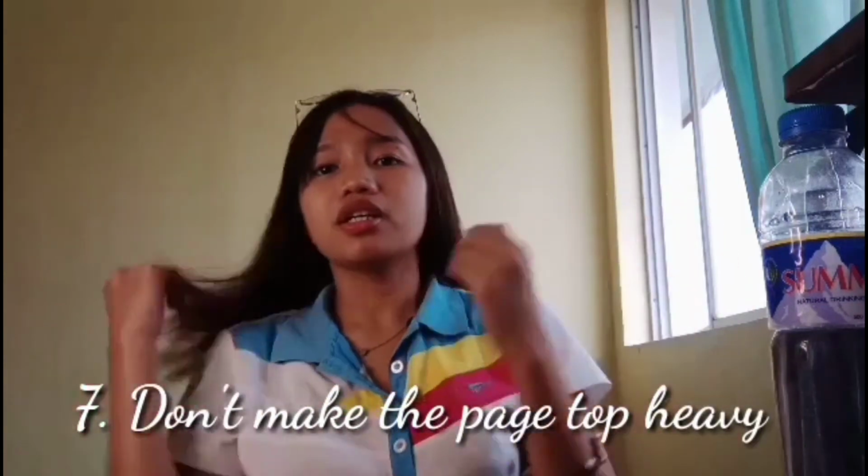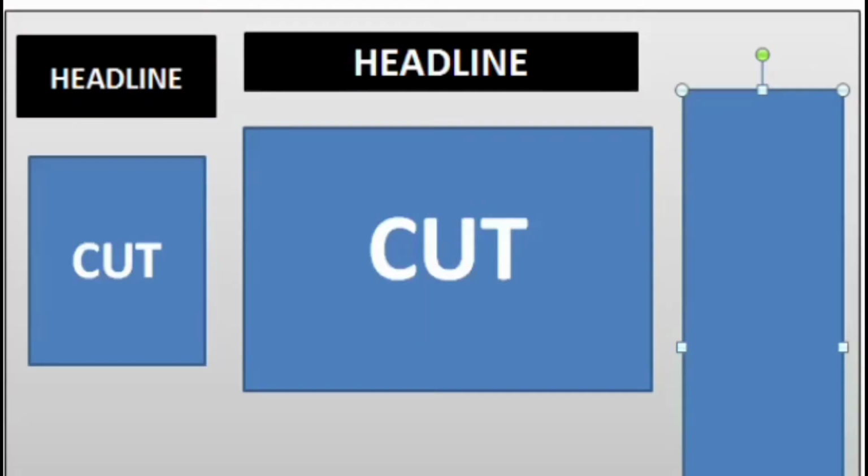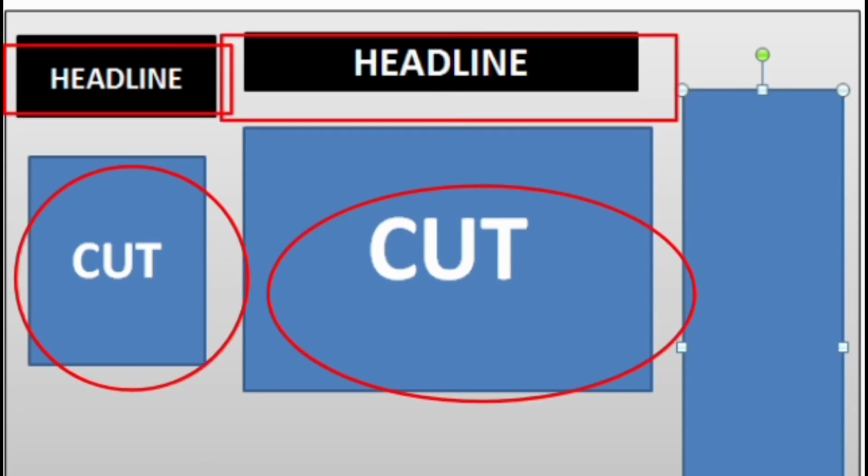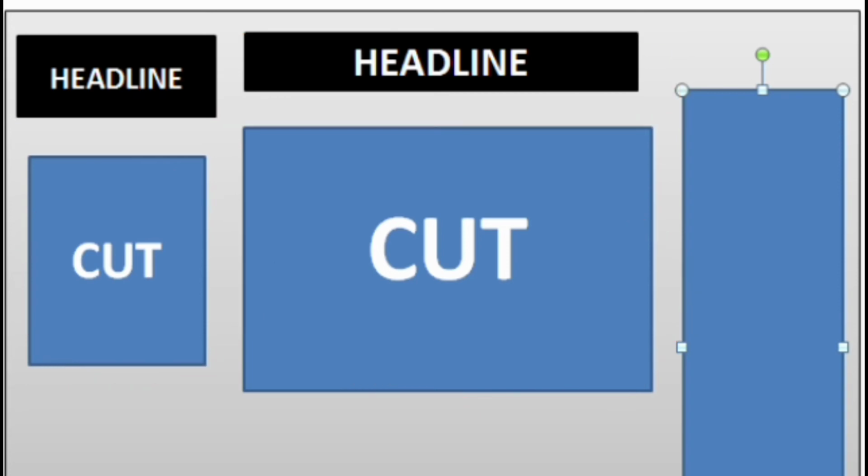news story. Okay, so number 7, don't make the page top heavy. So making the top half of the page heavy with cut and big headlines. So, kapag tinignan mo yung dyaryo, tapos masyado siyang maraming headlines at the top, and also cuts, pinagsama-sama sa taas. So, that makes the newspaper look heavy. So, walang balance. As we know that the characteristics of a good newspaper is dapat meron din siyang balance, right?